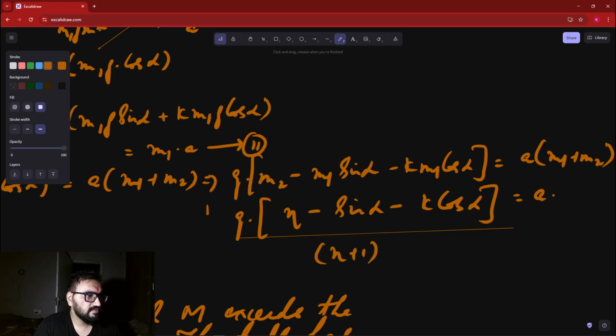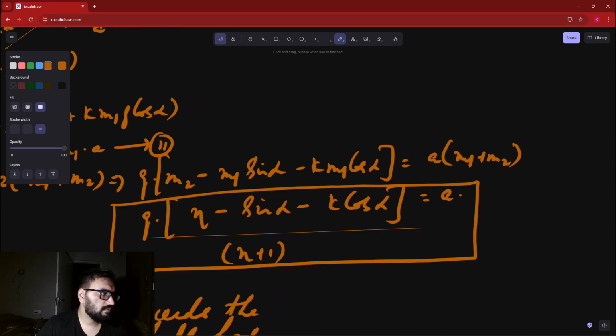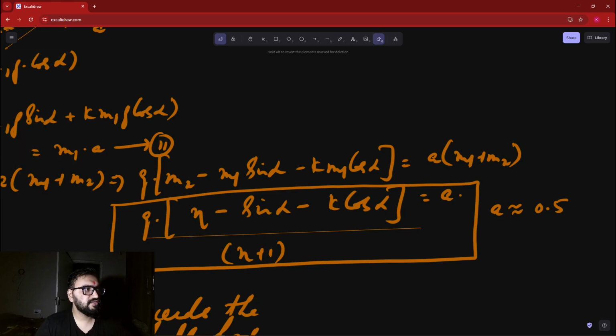So this is going to be the expression of a in terms of g, eta, alpha and k. If I put in all the values, I'll get a nearly equal to, I think, 0.05 g. Yeah, 0.05 g.